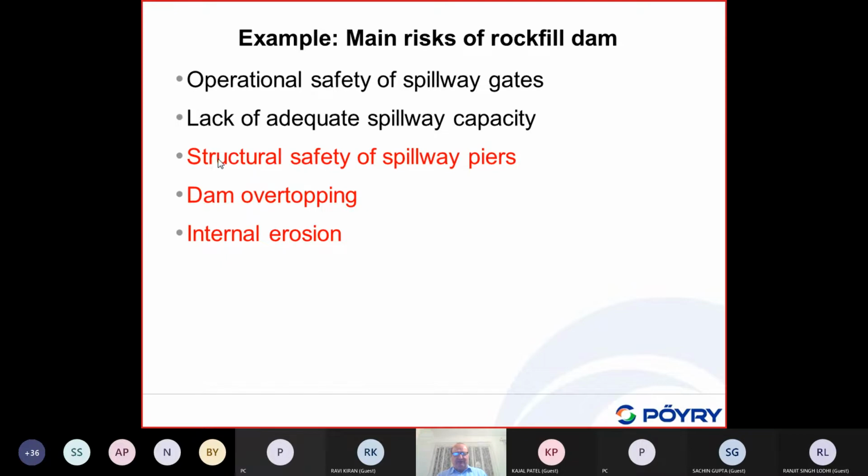Then there is a problem with the structural safety of spillway piers. There is the risk of dam overtopping, and there is also some risk of internal erosion because it is not fully founded on rock, it is in a glacial valley. Okay, so these are the kinds of risks, and I would just like to say a few words about this risk analysis.